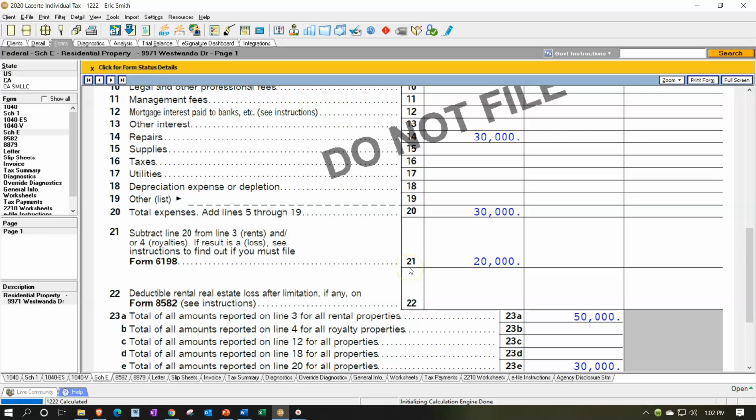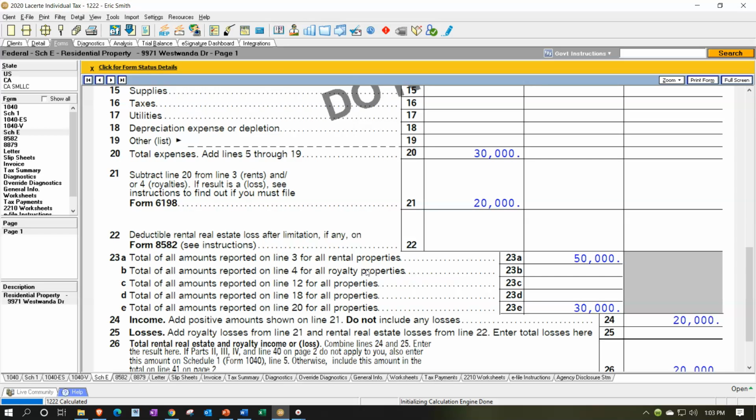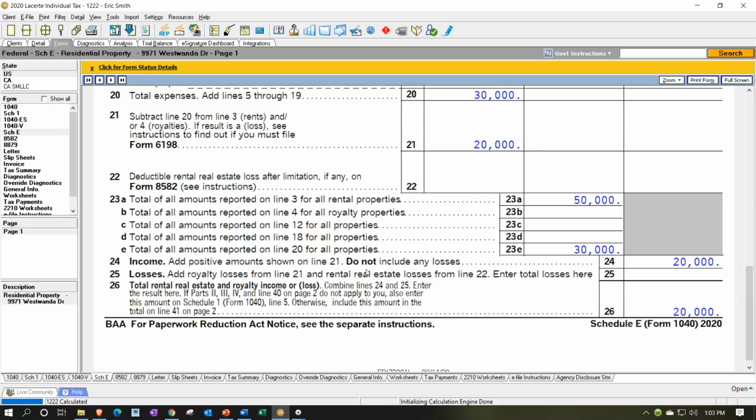We then have the total expenses. We subtract that out and we get basically our net income of the $20,000. So then down below, we might have multiple properties that you can add together. In essence, our $20,000 then flows in down below on line 24. And we don't have any losses at that point. That's going to be the $20,000 that then flows into the other schedules.